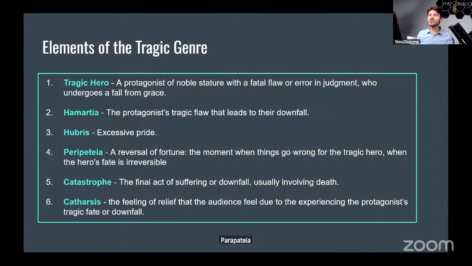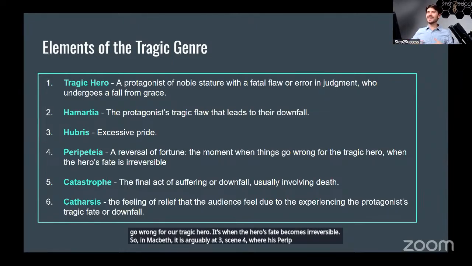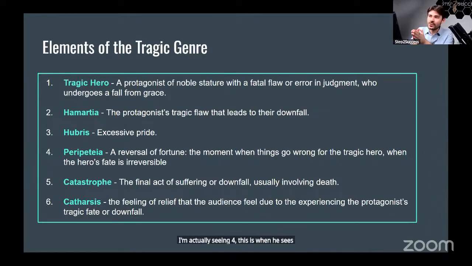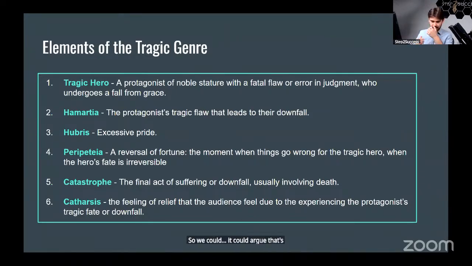Peripeteia means a reversal of fortune. It's the moment in a play where things go wrong for our tragic hero. It's when the hero's fate becomes irreversible. So in Macbeth, it is arguably Act 3, Scene 4, where his peripeteia is shown. In Act 3, Scene 4, this is when he sees Banquo's ghost. And it's argued by many critics that that's the point when he realizes that he's too far gone to be forgiven, to come back, to be saved by God. So you could argue that's his reversal of fortune.